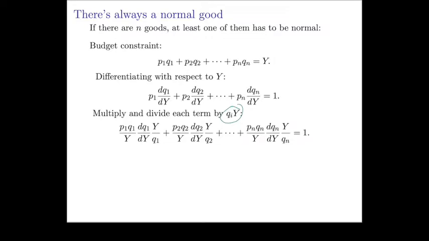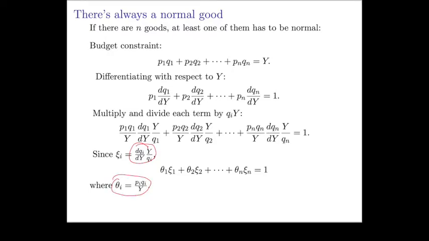So that's what we're going to do now. Here I've just multiplied and divided by q1 times y to get this expression. And I've substituted in this and this to get the expression here.